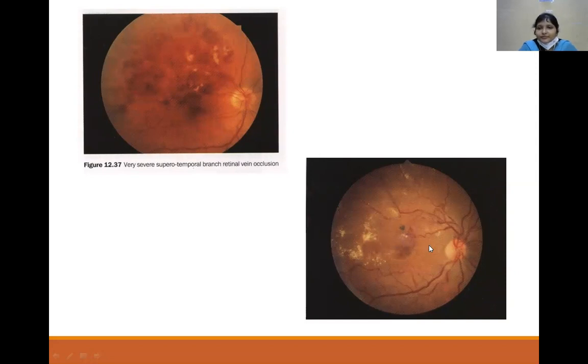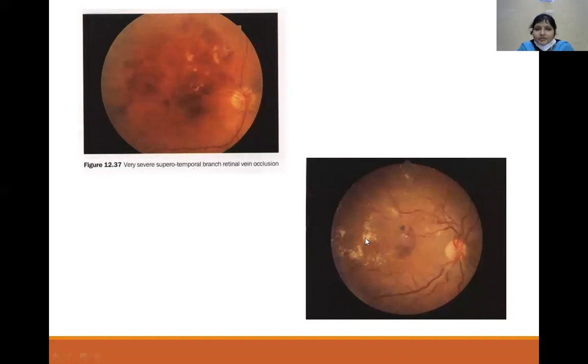So this is the late stage of supratemporal BRVO. In the late stages, you see that all these hemorrhages have resolved, and you can see collaterals, that is, connections between the vessels. So these are collaterals, and these are hard exudates.